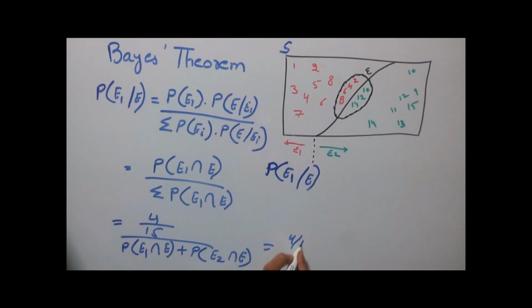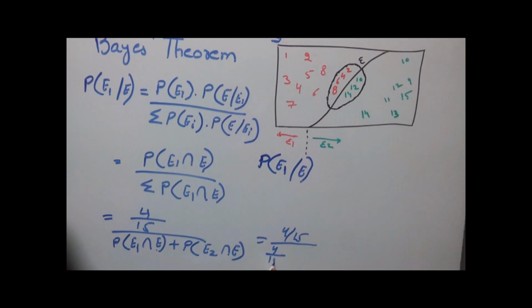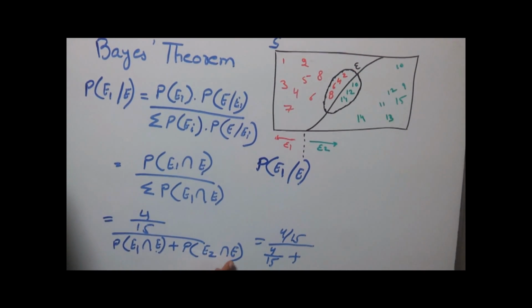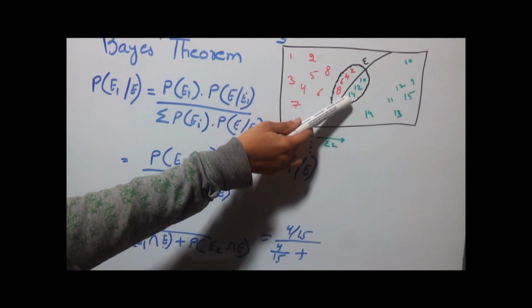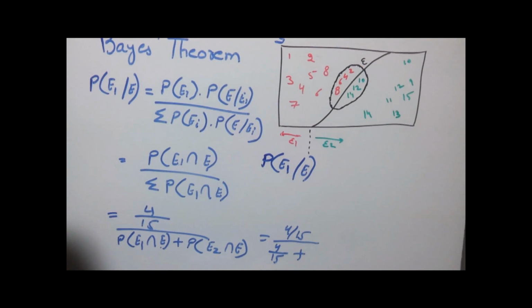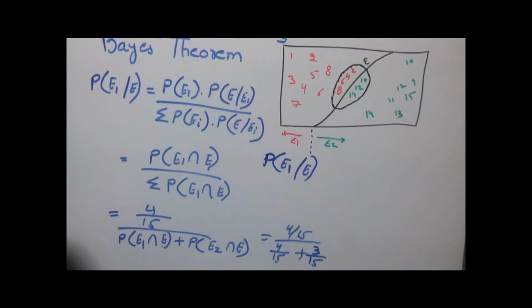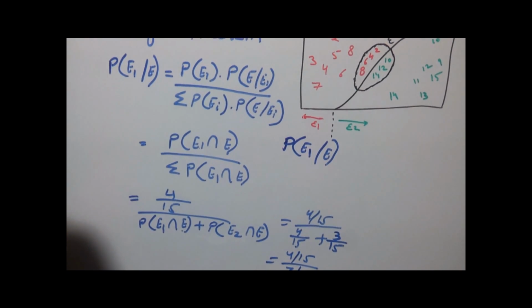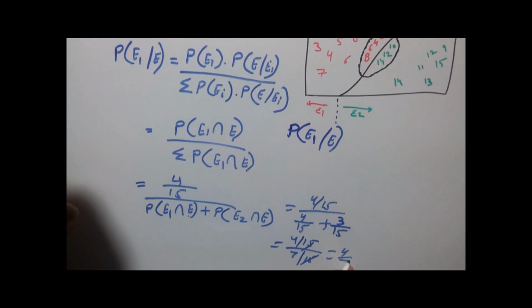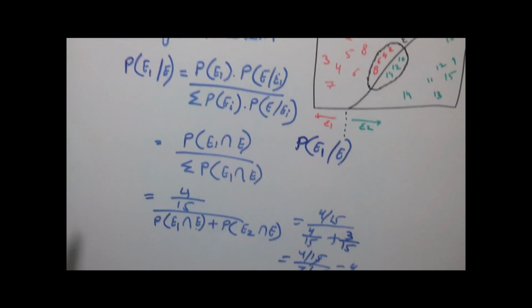We get 4 by 15 upon 4 by 15 plus E2 intersection E, which will be 3 by 15, because there are 3 even numbers from E2 in this complete set of 15 numbers. We get 4 by 15 divided by 7 by 15, and we get 4 by 7 as the answer. Let's move to another example.